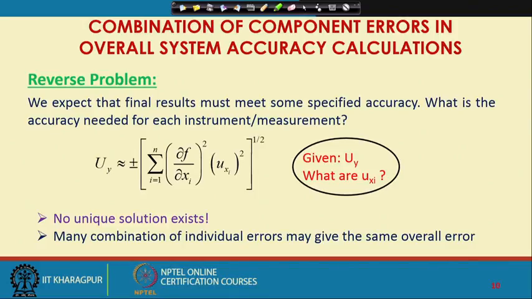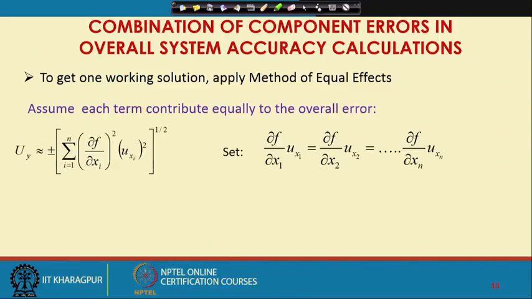So, because there exist many combinations of individual errors which may give the same overall error or same overall accuracy, there cannot be any unique solution for this reverse problem. But we have to get some working solution. So, we make use of something called method of equal effects. This is a simple approximation that we will make, and it will allow us to get at least one working solution.